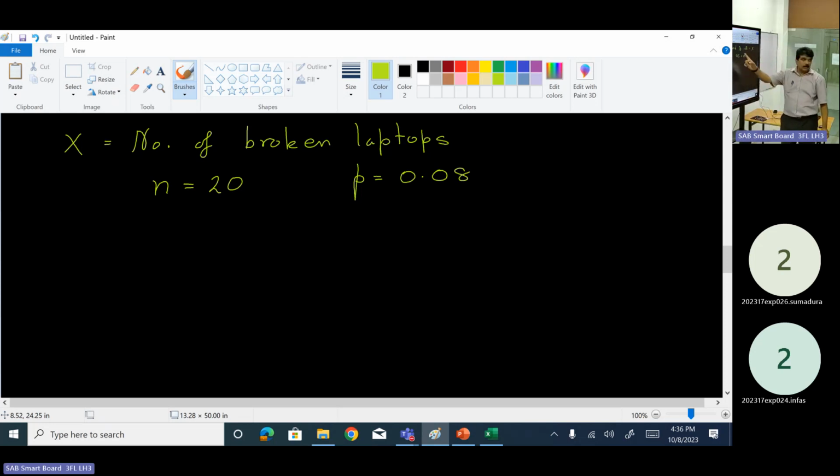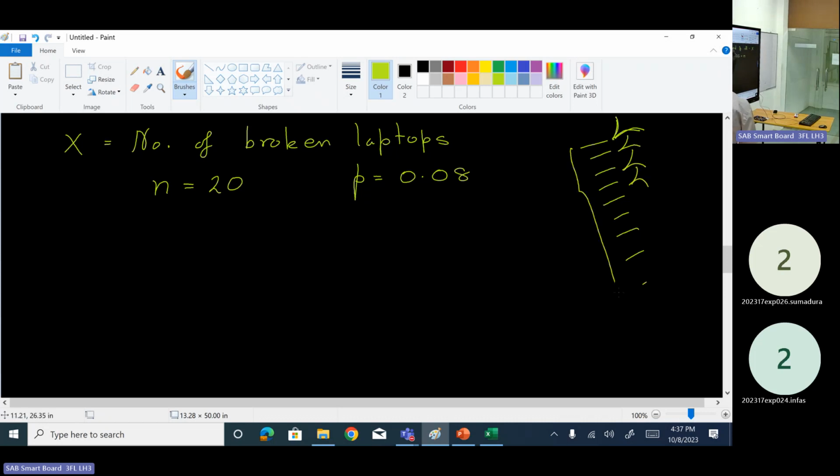So here also this is going to follow binomial. You take 20 laptops. The first one, you check whether it is broken or working. Success or failure, a Bernoulli trial. Again you check, and the Bernoulli trial goes on up to 20 times. Bernoulli trial repeated 20 times, and we are defining the variable to be the total number of successes. All three conditions are satisfied. So this is going to be binomial.